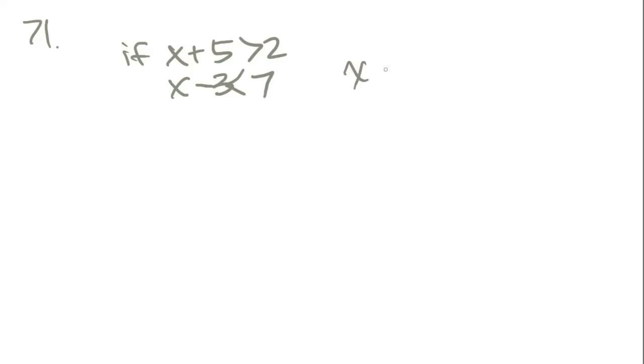71. If x plus 5 is greater than 2 and x minus 3 is less than 7, x must be between what?